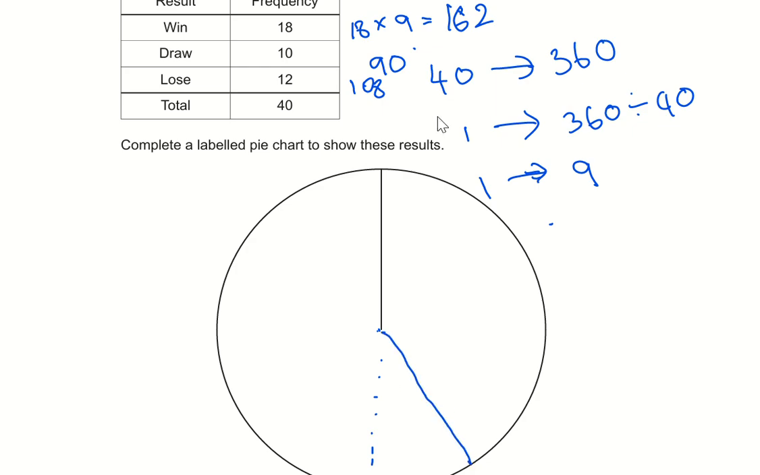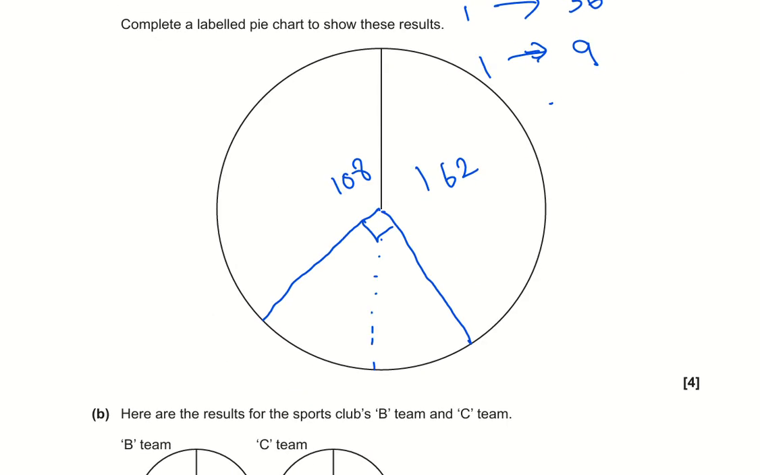And the second one is 90. So you know that 90 should be 90. When you draw the 90, then 108. Roughly, it should look like this: 162, 90 and 108. Okay, let's move to the next one.